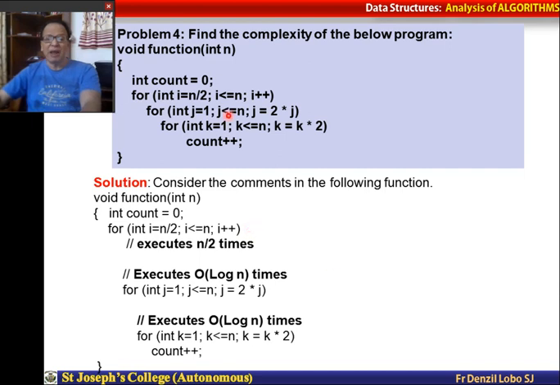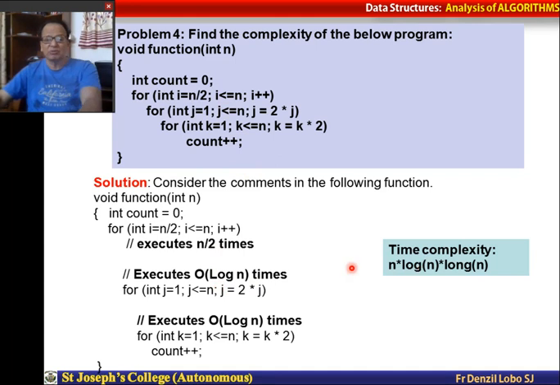These are one inside the other, they are not separate loops. If they were separate loops, it would have been plus. Since they are one inside the other, we multiply. Therefore, n by 2, then log n, then log n. Therefore, time complexity is going to be n into log n into log n. In other words, it is of the order n log squared n.